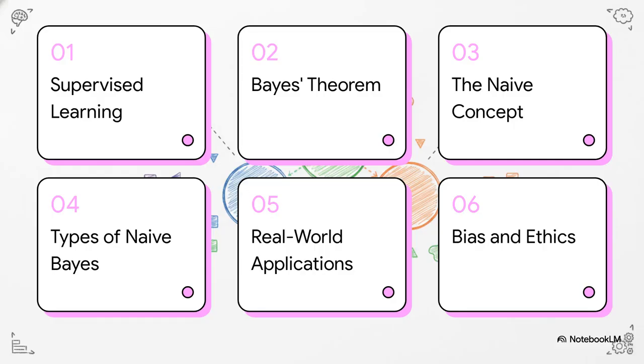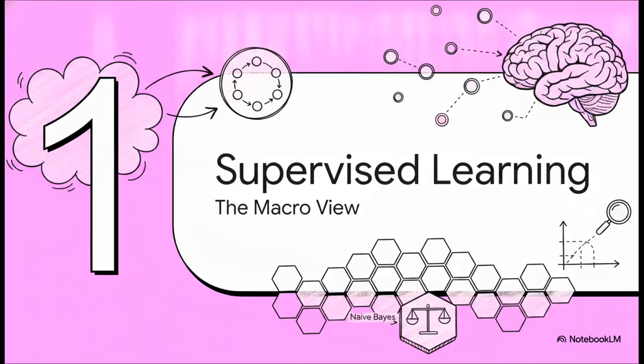Here is our agenda for today. We're going to cover the supervised learning macro view, unpacking Bayes' theorem, the naive concept, 3 types of naive Bayes, real-world applications, and finally, bias and ethical challenges. Section 1, supervised learning macro view.